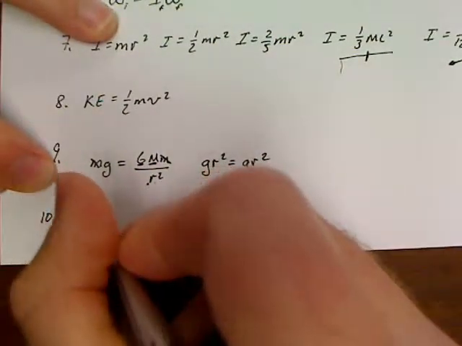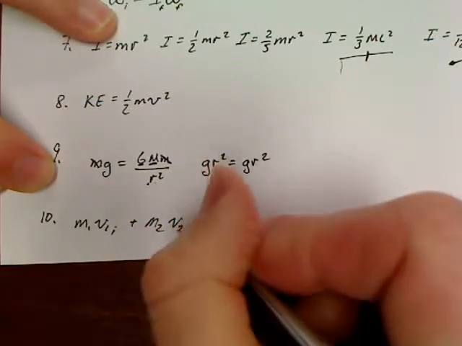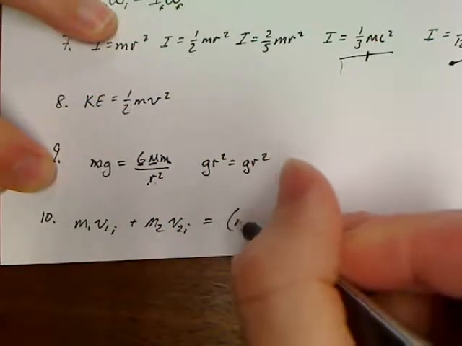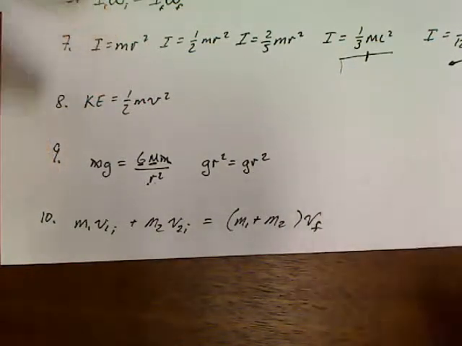Question number 10. Hit and stick. M1 V1 initial plus M2 V2 initial equals M1 plus M2 Vf. So there's our hit and stick. Alright. Next problem.